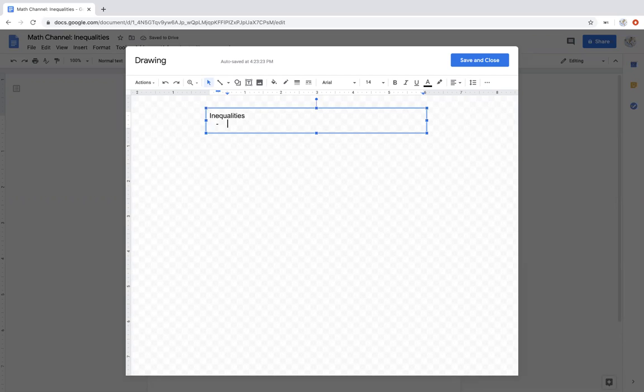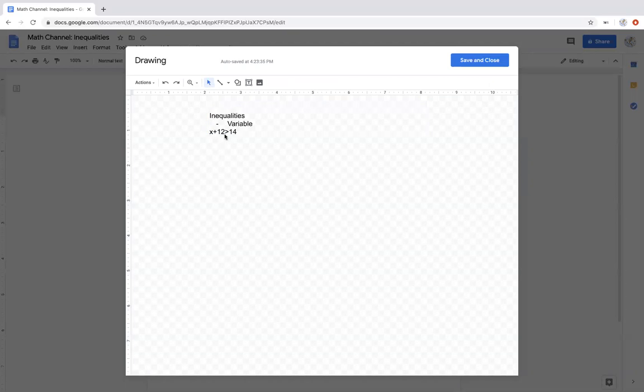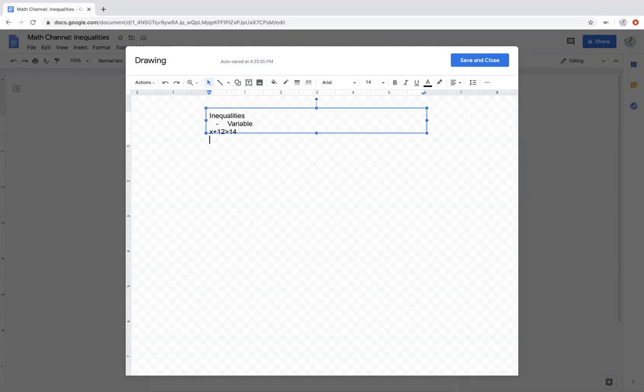Let me give you an example. In the previous video, we mentioned what a variable was, so you should be familiar with that in this video. So an example of an inequality will be x plus 12 is greater than 14. Now, an inequality occurs when you have a greater than sign, a less than sign, a less than or equal to sign, or a greater than or equal to sign.